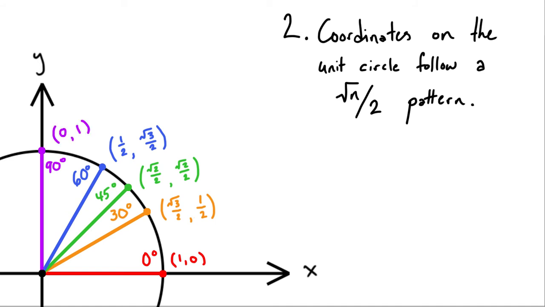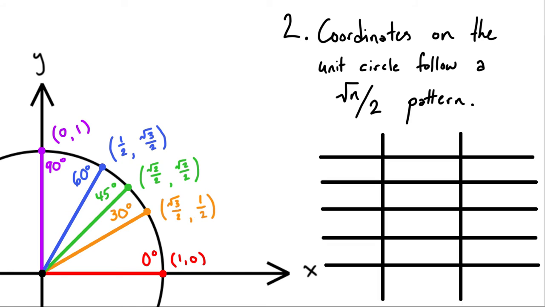Now, to really see the root n over 2 pattern, it can be helpful to organize these cosines and sines into a table. So let's go ahead and make a table with 3 columns for theta, cos theta, and sine theta, and fill in the values for these different angles. So for 0 degrees, we have the cosine as 1, but I'm going to write that as the square root of 4 over 2, and you'll see why in a moment here.